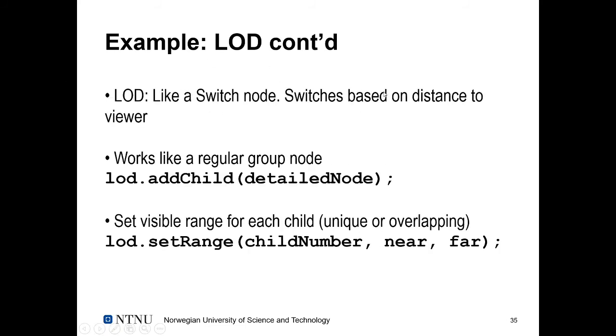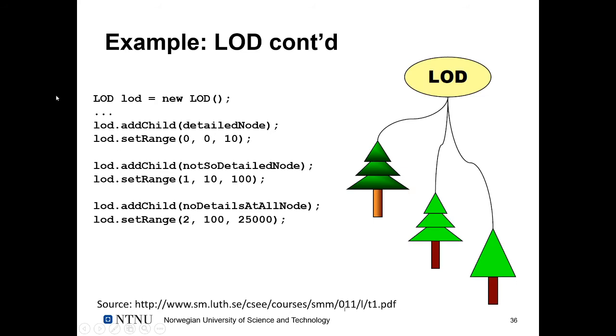So it acts like a switch node, only that it switches now between different child nodes based on distance to the viewer. And that you do by this LOD.setRange here. So I'll just go to the direct example. So first and foremost, you have to initialize a new LOD, and that you do in exactly the same way as you made a geode or a group node. You just say new LOD, and you call it, for example, lod with small letters or whatever you would like to call it.